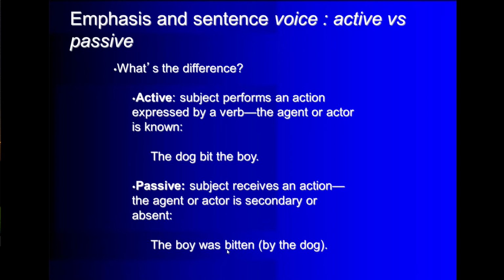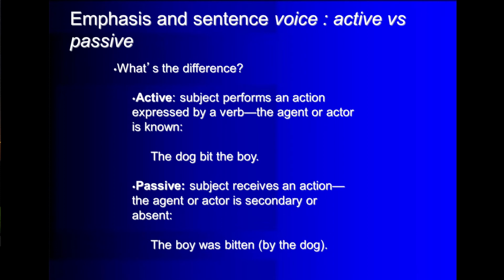Now, remember what we were saying about emphasis and how English has end focus? So in these kinds of sentences, you are changing the topic of the sentence. In the dog bit the boy, the topic of the sentence is the dog, the subject, right? In the passive, the boy was bitten, the subject of the sentence is the boy. You've just changed the focus or the emphasis of that sentence just by rearranging the words a little bit.